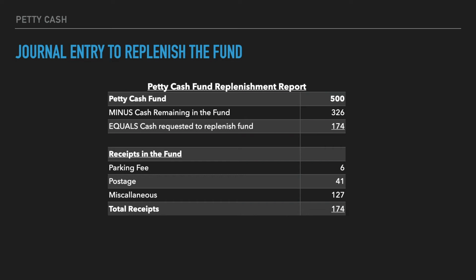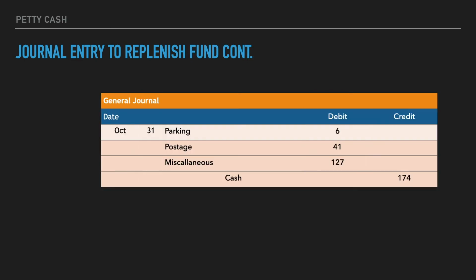Now let's look at replenishing the fund. Here we have the petty cash fund replenishment report. In order to find out the amount of money needed to replenish the fund, we subtract the amount remaining in the fund from the original balance. In this case, we subtract 326 from 500, meaning that we require $174 to replenish the fund.